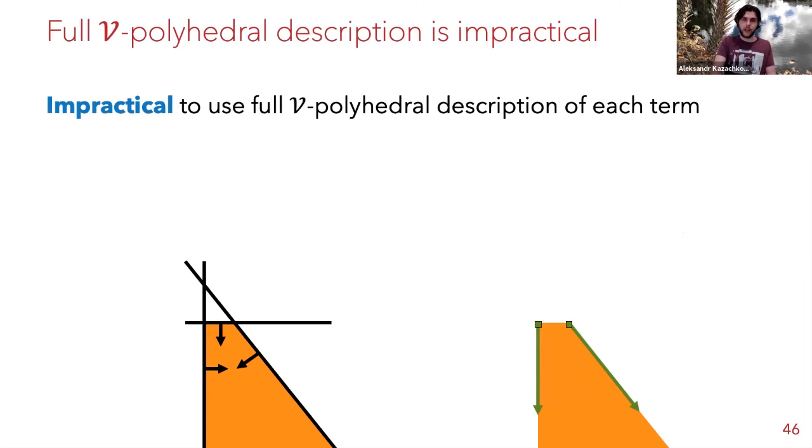All right, so what if we used all of the points and rays defining each of those disjunctive terms? It can be shown that even if you have a relatively small set of inequalities defining a polyhedron, the number of vertices and extreme rays defining that same polyhedron might be very, very large. So it's impractical to use as the points and the rays the full V-polyhedral description.